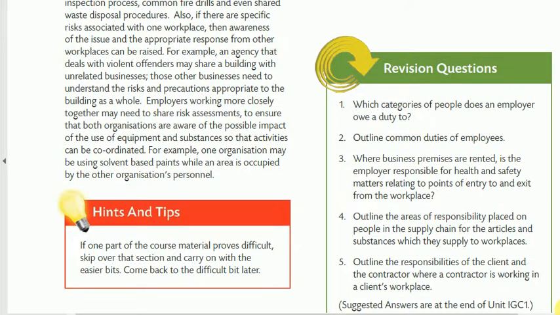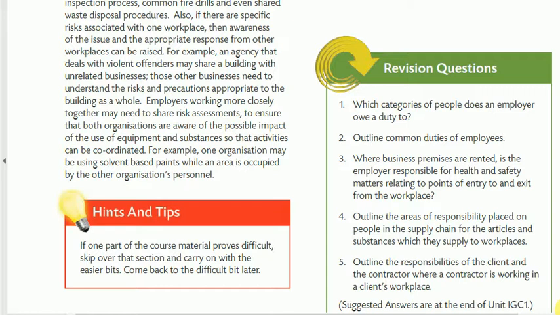Now here are the questions. Which category of people does an employer owe a duty to? You list them. Firstly, the workers, of course, the visitors to the organization, and even members of the public. Yes, it owes a duty to those people to ensure that the things they do in the organization do not cause harm to these people in any way.